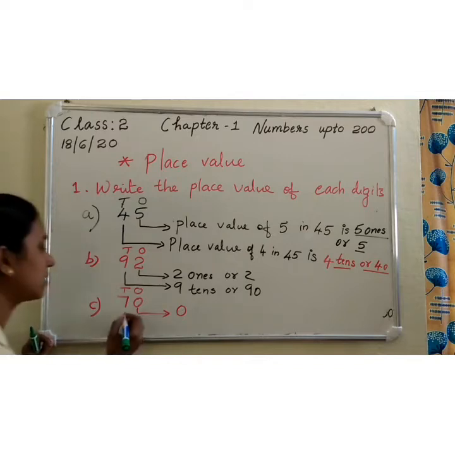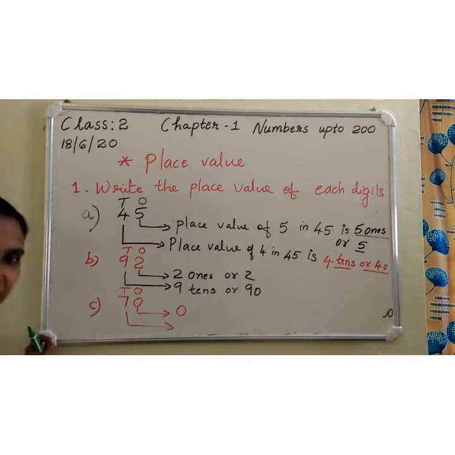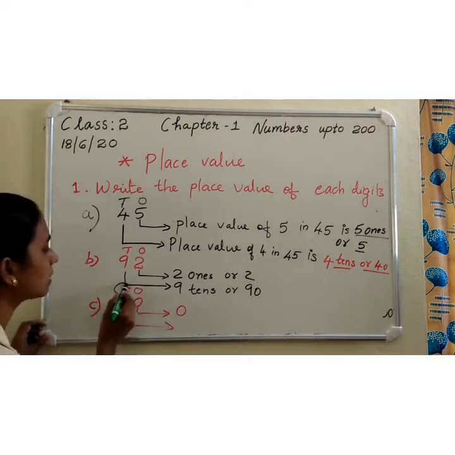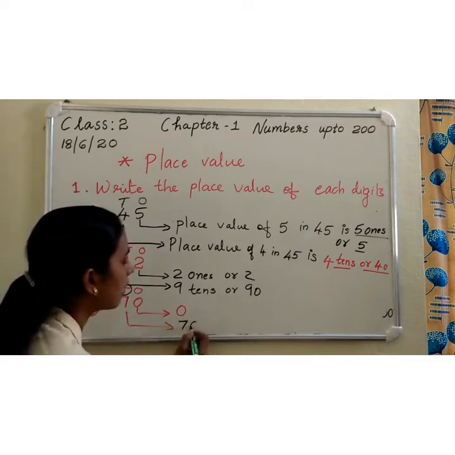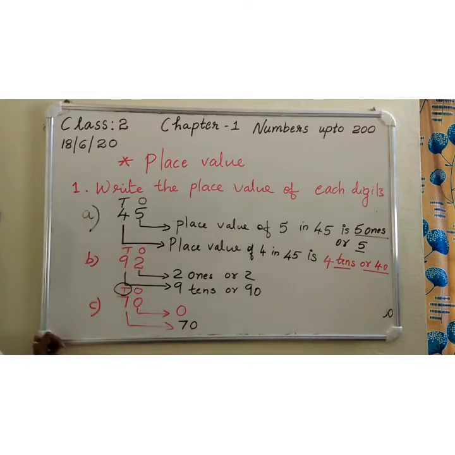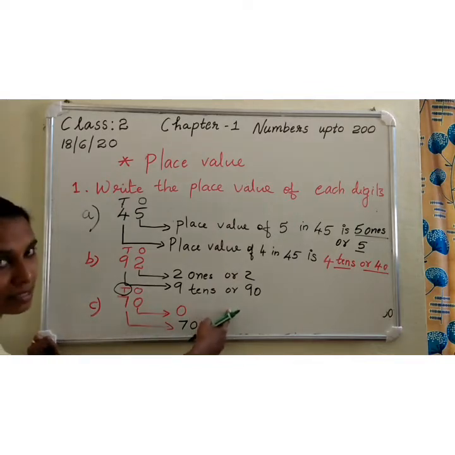Okay. Next, what is the place value of 7 in 70? 7 in which place? 7 in tens place. So, what is the place value of 7? 7 tens. So, you can write 7 tens are 70. Get it? See, I don't have more space, so I am writing the next side. You can write down. Okay.